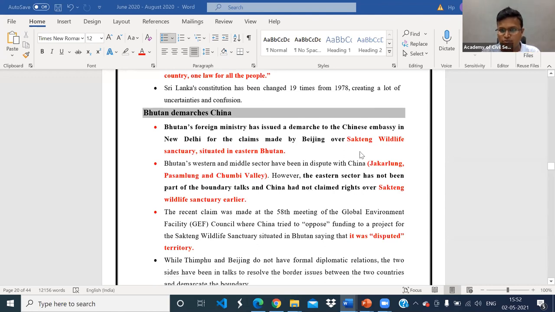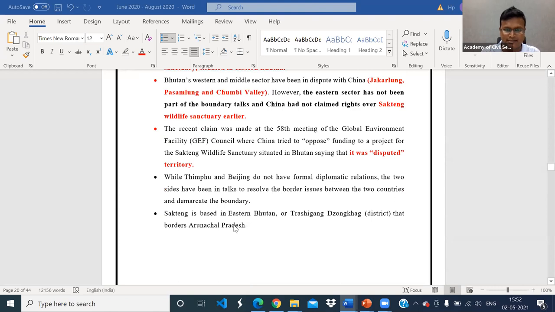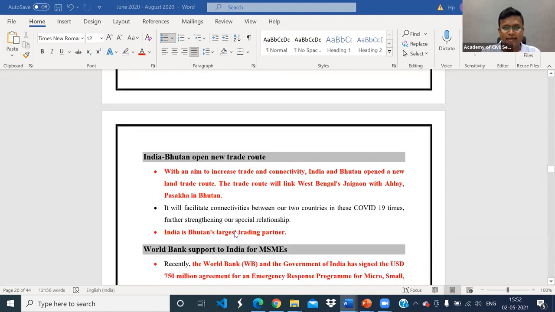Then these terms we have to understand: Saktang Wildlife Sanctuary in Bhutan, and Jakarlung, Sinchulung and Chumbi Valley. These three are also in Bhutan, because these were in news recently. It might come. Sometimes they will ask why it was in news recently, because the answer will be the China-Bhutan dispute on these territories. Yes, next one: India-Bhutan opened new trade route.